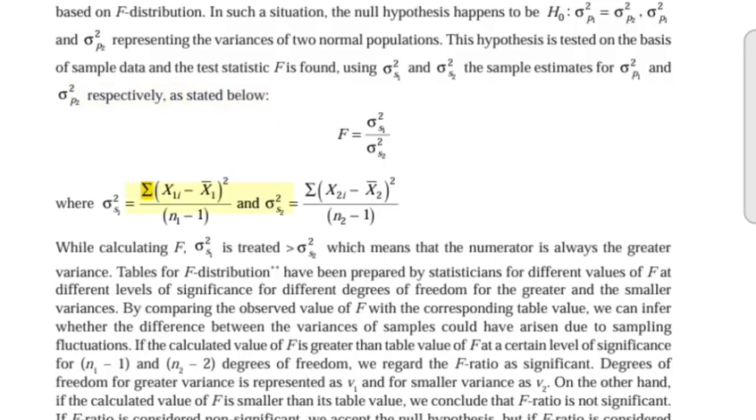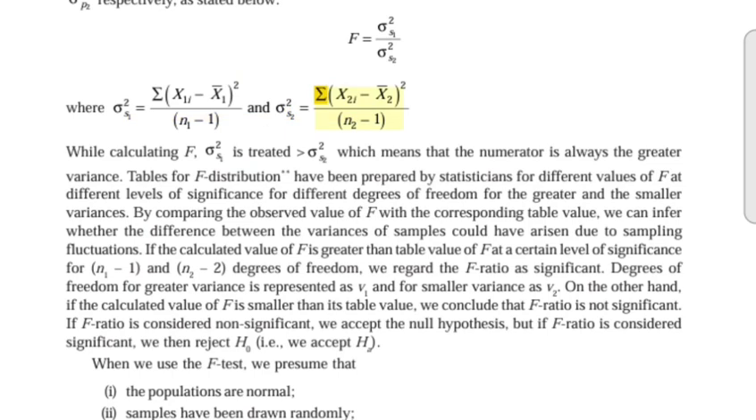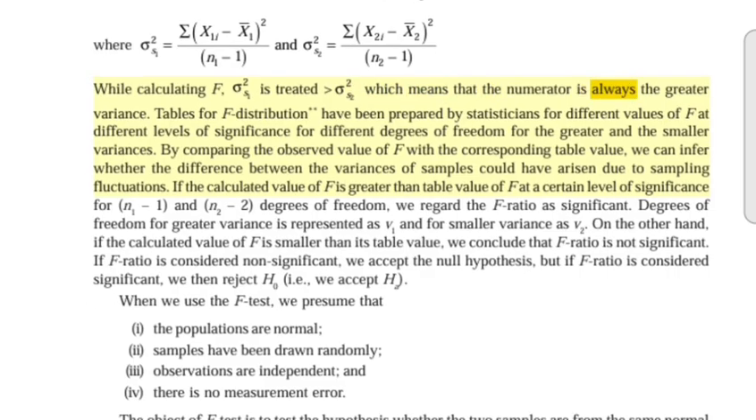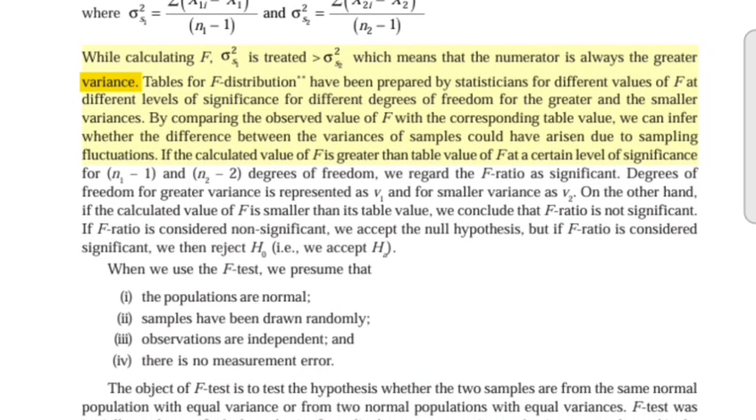Where the sample variances are sigma s1 squared equals the sum of (X1i minus X1 bar) squared over n1 minus 1, and sigma s2 squared equals the sum of (X2i minus X2 bar) squared over n2 minus 1. While calculating F, sigma s1 squared is treated as greater than sigma s2 squared, which means that the numerator is always the greater variance. Tables for the F distribution have been prepared by statisticians for different values of F at different levels of significance for different degrees of freedom for the greater and the smaller variances.